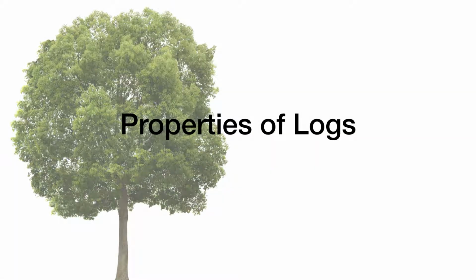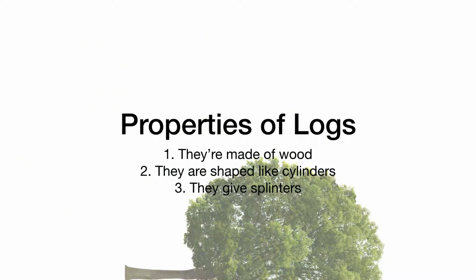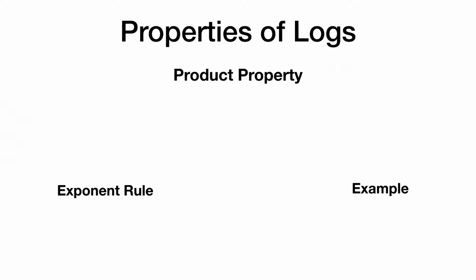Today we are going to talk about the properties of logs. First, they're made of wood. Second, they're shaped like cylinders. And third, they give splinters. Unfortunately, those are not the ones we're really talking about today. So, let's talk about some real properties.